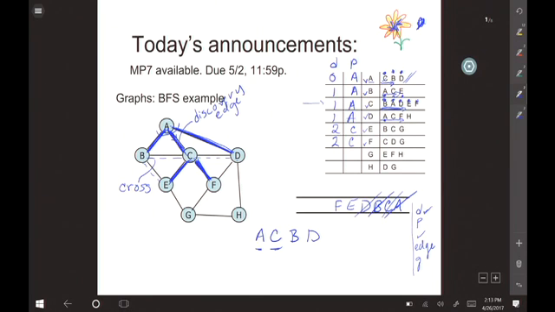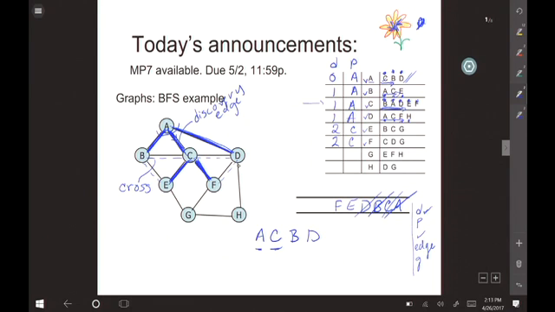Ignore. Ignore is going to be a key word for you guys at this point. How about DC? What do I do with DC? Ignore it. Good. How about DF? DF is a cross edge. How about DH? It's a discovery edge.